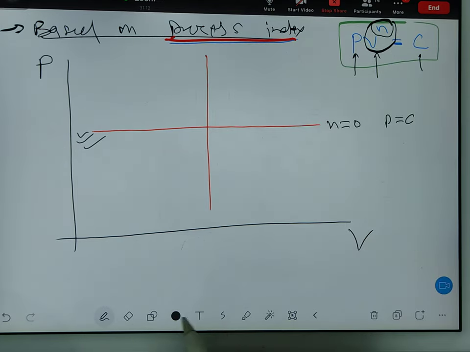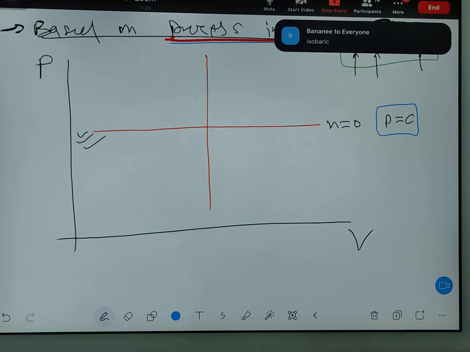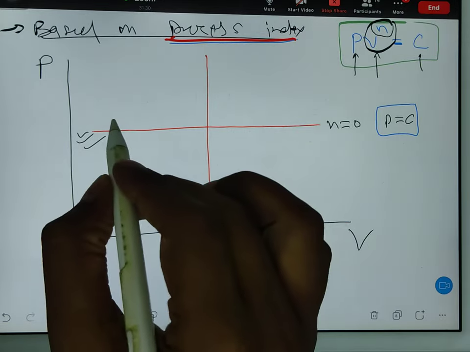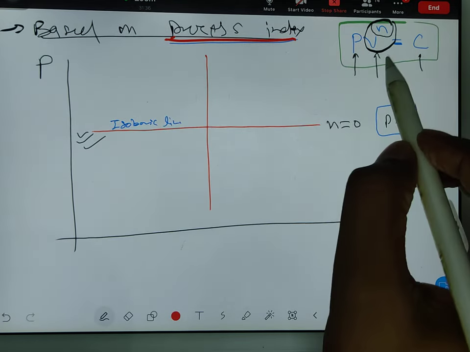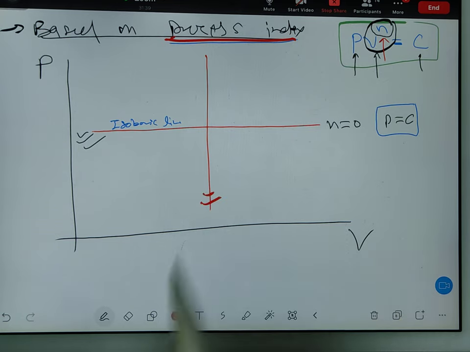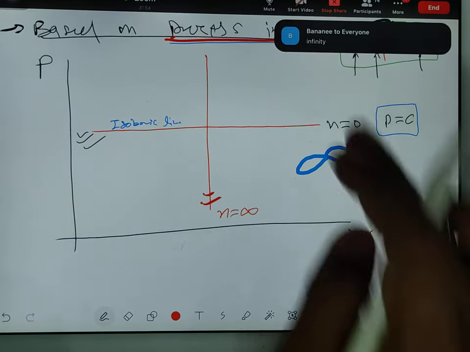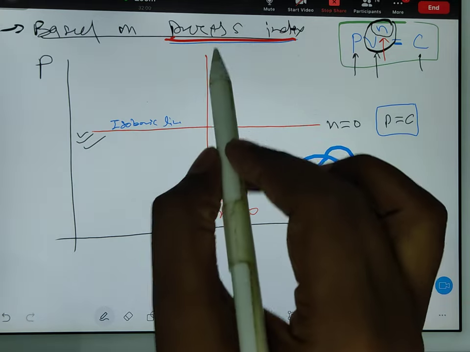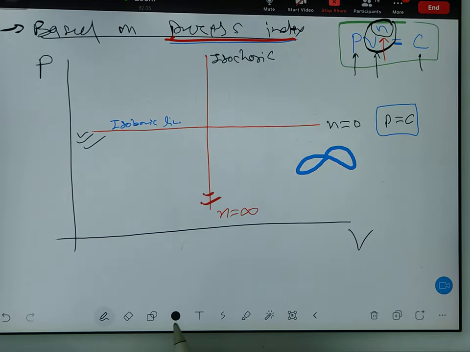Pressure equal to constant lines are known as, can anyone recall the name? Perfect. Pressure equal to constant lines are known as isobaric lines. So this is your isobaric line. Now can you tell me, for what value of n will you get this line? Give a try. Perfect, infinite. For n equal to infinite, you will get this line. This line is called the isochoric line, I-S-O-C-H-O-R-I-C, isochoric line.